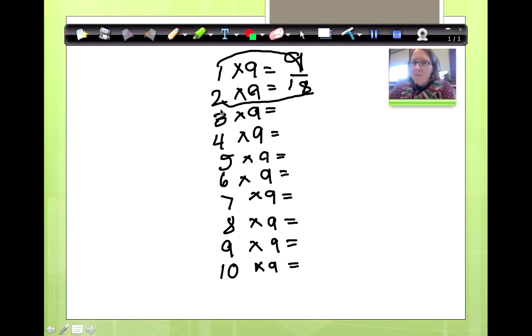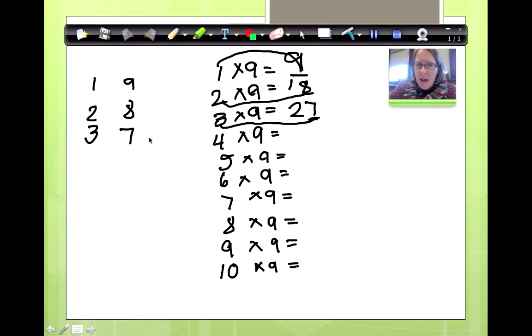How about 3 times 9? That was 27. Now let's look in the ones place. What's up with the 3 and the 7? Can you figure it out? I have a 1 and a 9, and I have a 2 and an 8, and I have a 3 and a 7. Do you see it? Do you see the pattern?